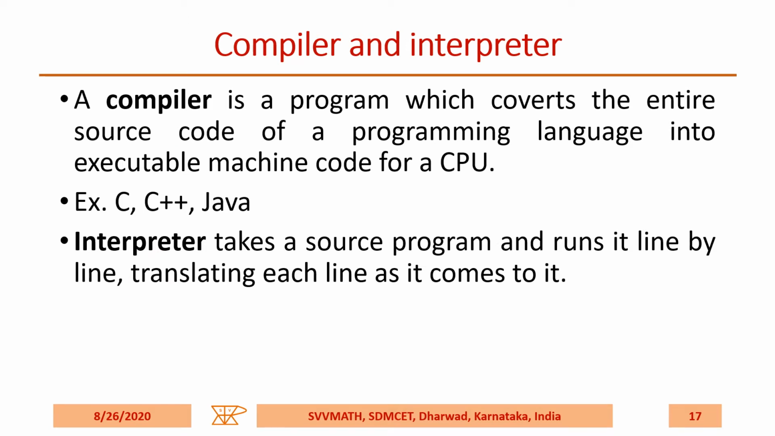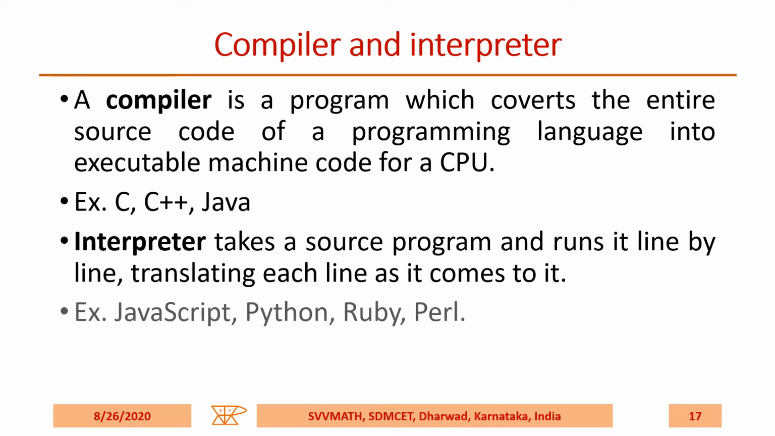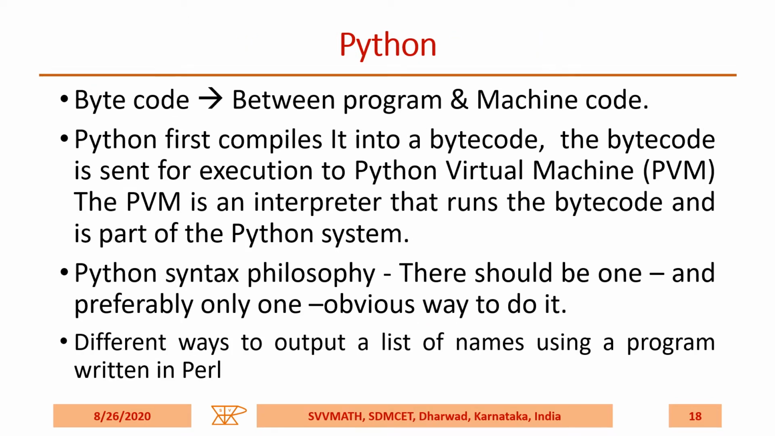Can you give an example for an interpreter? We have JavaScript, Python, Perl. So these are some of the examples for an interpreter. You may get one word in the textbook, bytecode, whenever we talk about Python. It is between the program and machine code. Python first compiles it into a bytecode. The bytecode is sent for execution to the Python virtual machine. The Python virtual machine is the interpreter that runs the bytecode and is a part of the Python system.